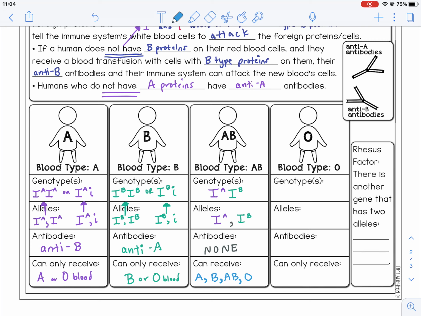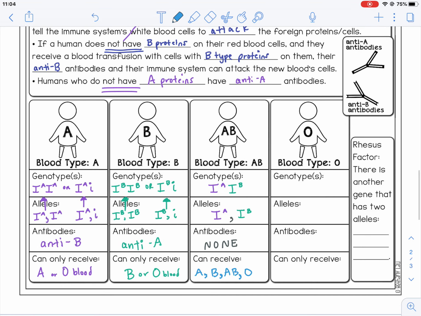But think about it. They could only give their blood to another person who has AB blood. Because they couldn't give it to somebody that only has A, because that person would fight off the B portion. And they couldn't give it to somebody that only has B, because that person would fight off the A portion. And let's talk about why they couldn't give it to somebody who is type O.